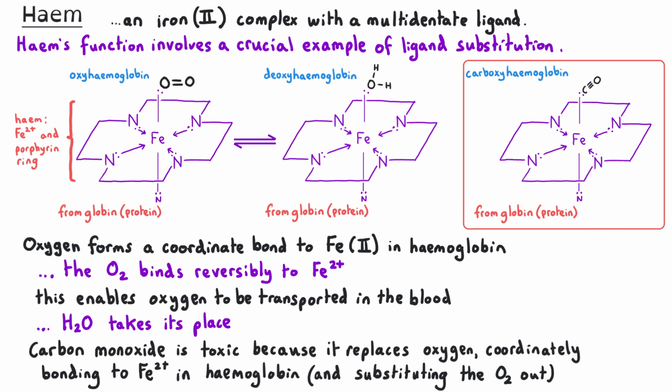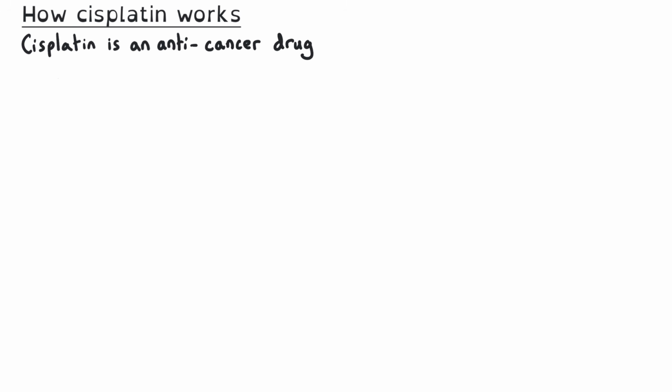You need to know that carbon monoxide is toxic because it replaces oxygen, coordinately bonding to the iron 2+ in haemoglobin and substituting the oxygen out. This carboxyhemoglobin is a very stable complex, and carbon monoxide is much more strongly bonded. And so this ligand substitution is irreversible without medical treatment. And so it reduces the ability of the iron 2+ to carry oxygen around the body, and that's what makes the carbon monoxide toxic.